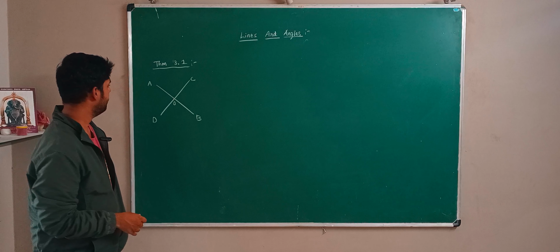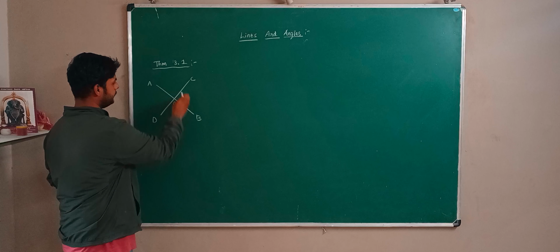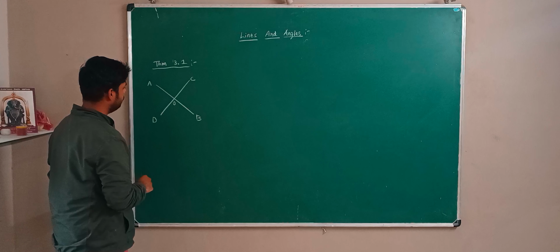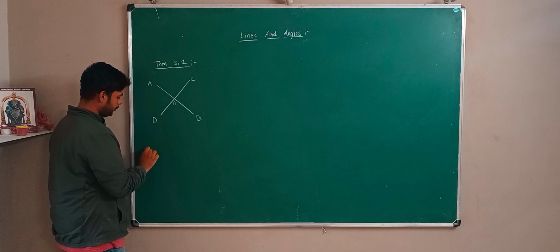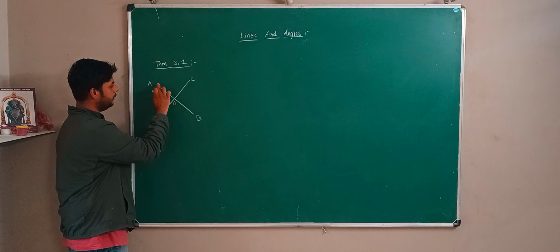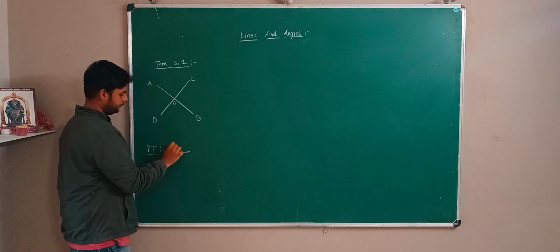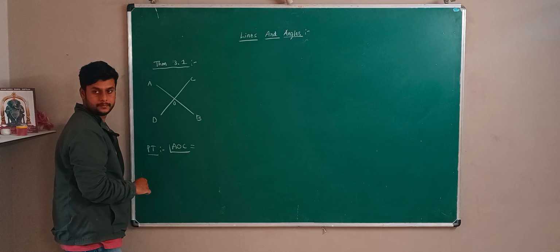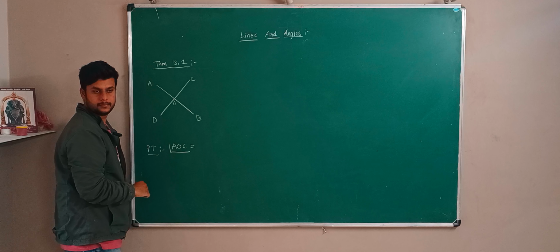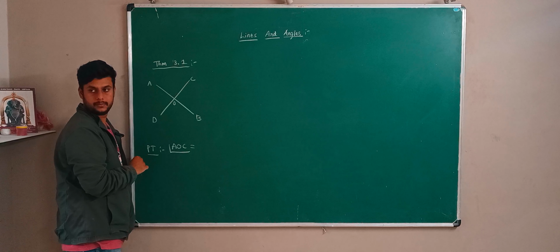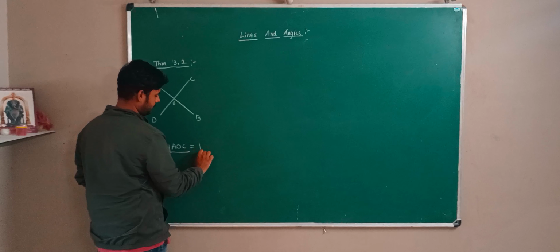Two lines intersect each other. If two lines intersect each other, then I should prove that the vertically opposite angles are equal. So angle AOC will be equal to what? Angle AOC will be equal to DOB.